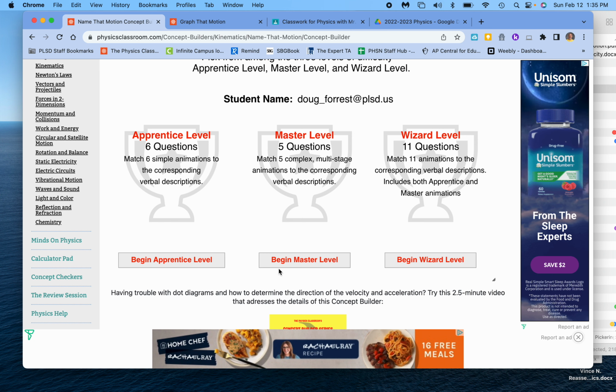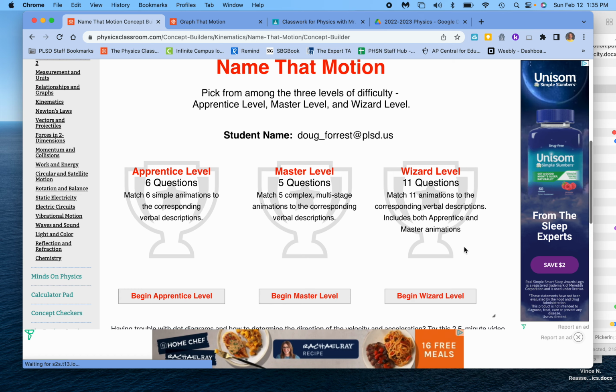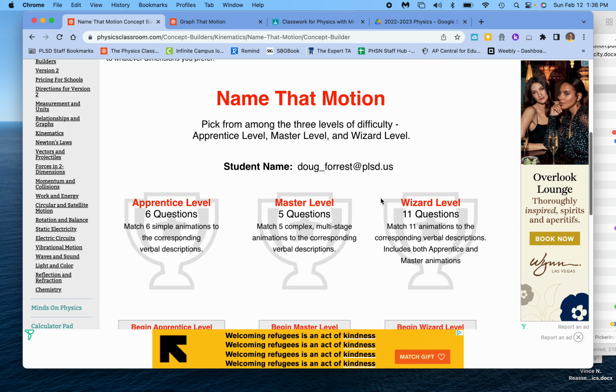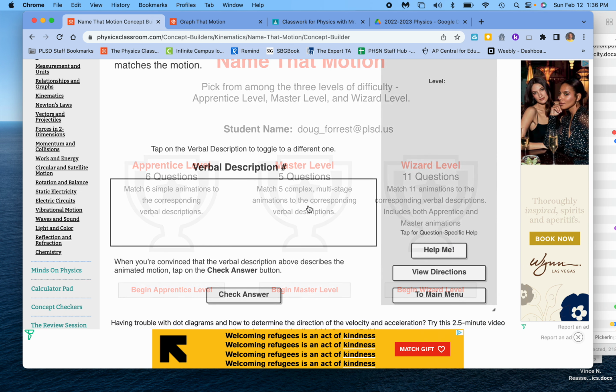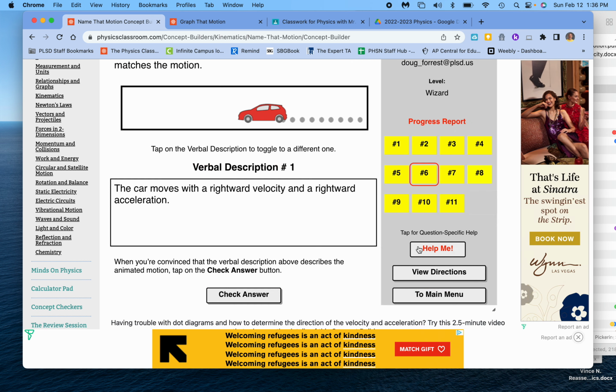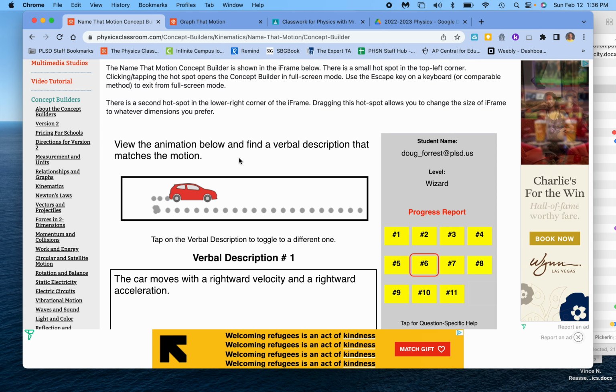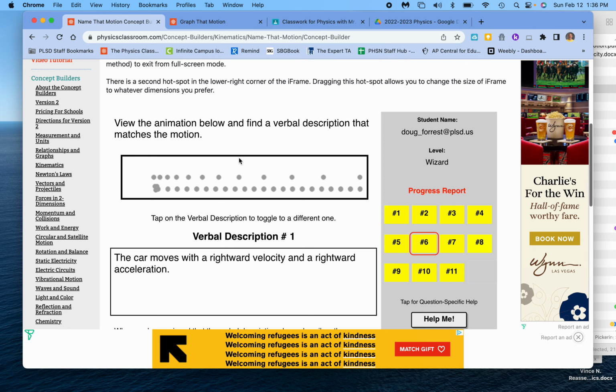Apprentice and master level, 8 points. Either of these, and wizard level, 10 points. So it describes this here. I'm going to do a question or so on the wizard level. Remember, there is always a help menu, but the idea is to view the animation below and find a verbal description that matches the motion.